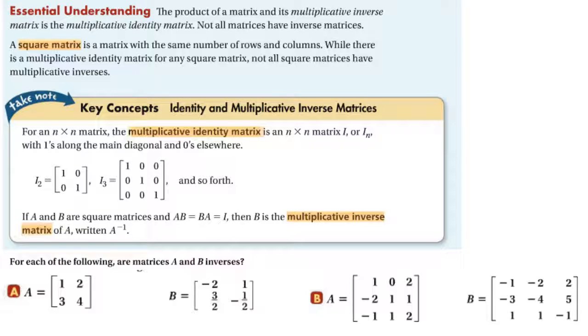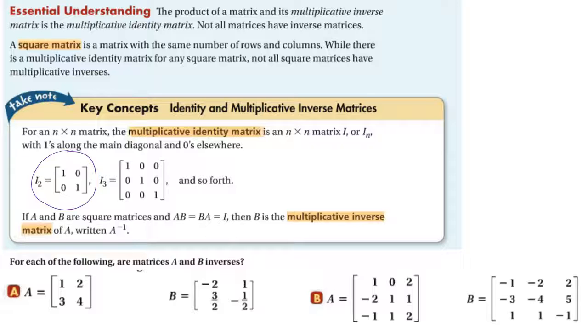Alright, now that you know how to do matrix multiplication, we can check to see if two matrices are inverses by multiplying them together. If they're inverses of one another, you should get the identity matrix. So for a 2 by 2, when we multiply it by its inverse, we should get the 2 by 2 identity matrix, which is 1, 0, 0, 1.